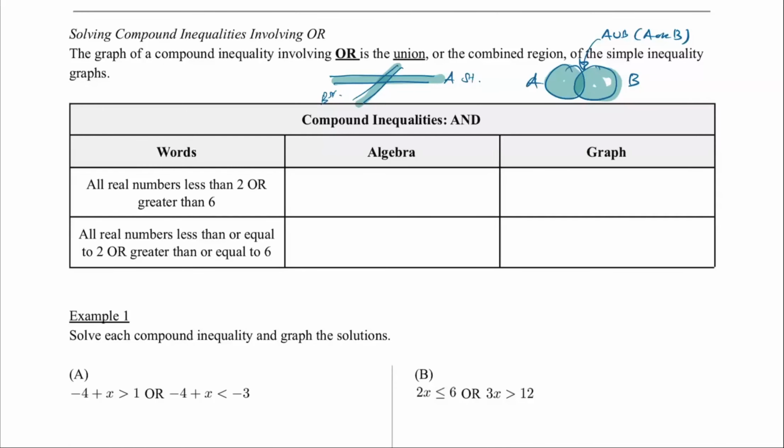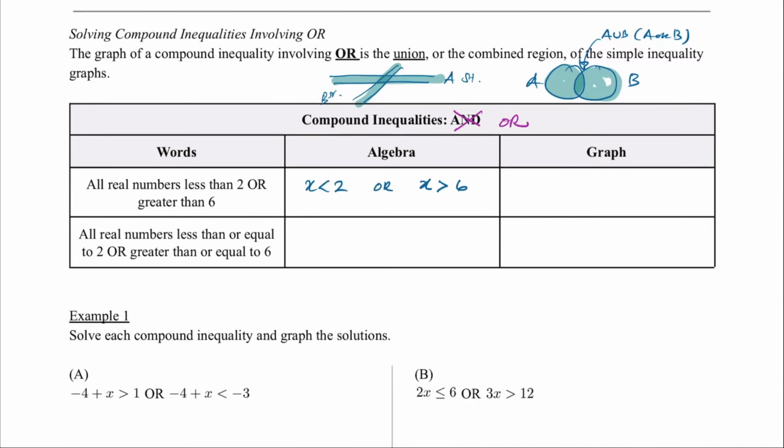So continuing on, we are dealing here with, oh, I just noticed a typo. That really should be "or". There you go. So let's deal with the words, right? All real numbers less than 2 or greater than 6. So the way we write that is to say x is less than 2 or x is greater than 6. In this particular case, there's no way to combine them. So that right there is fine.